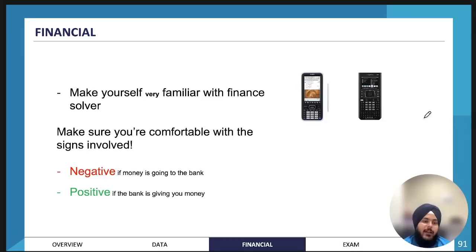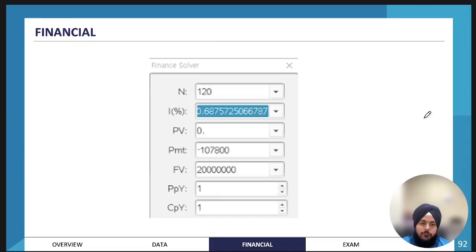So negative is if the money is going to the bank and away from you, because you're giving money. Positive is if the bank is giving you money and it's coming to you. So always look at it with reference to yourself. If it's going away from you, negative. If it's coming to you, positive.